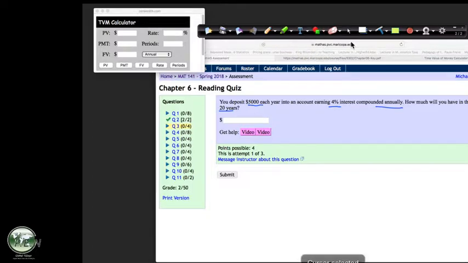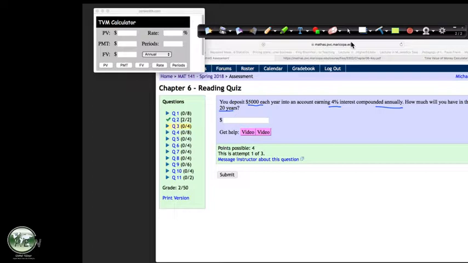Let me ask you this. Is that $5,000 a positive or a negative value? Is it coming to us or going away from us? Away. So from our perspective, we're actually going to count that as negative. The right answer is it could be either. But if I make it positive, then my answer is going to be negative.